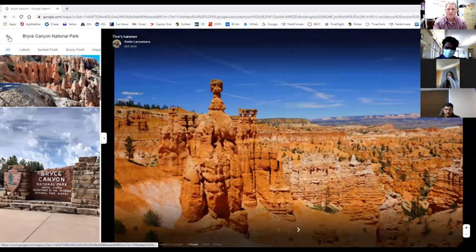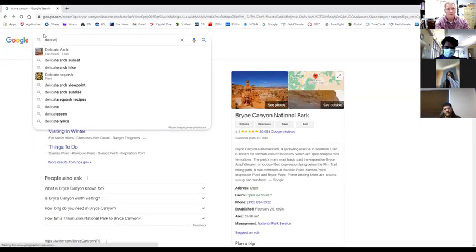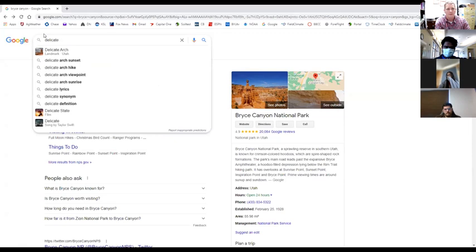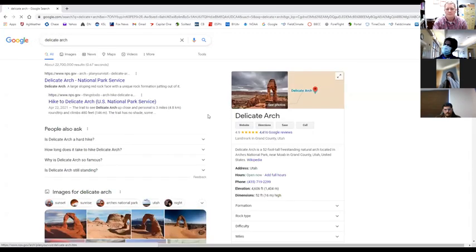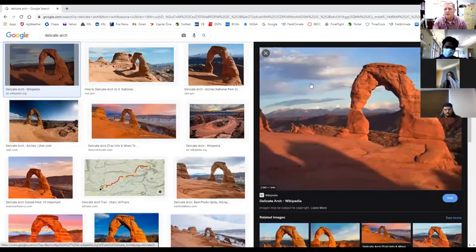Or let's look at Delicate Arch. Here we go. Yeah, so you guys have seen this before, and this is caused by physical weathering, the action of the soil particles blowing from the wind. Okay, cool. Let's go back to the other screen.